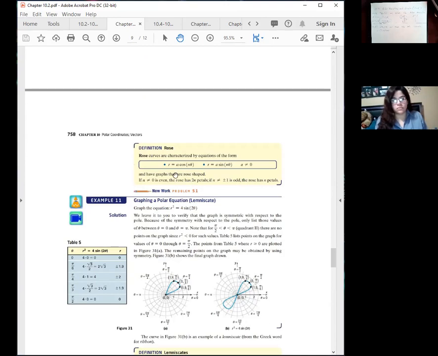The number of petals is determined by the number times the angle here. So we have 2 theta. Here it says that if n is even, and 2 is even, right, then you have 2 times n petals. So we would have 2 times 2 petals for this one. If n is odd, then you just take that number and that's it. So let's go ahead and graph that so you can see it.